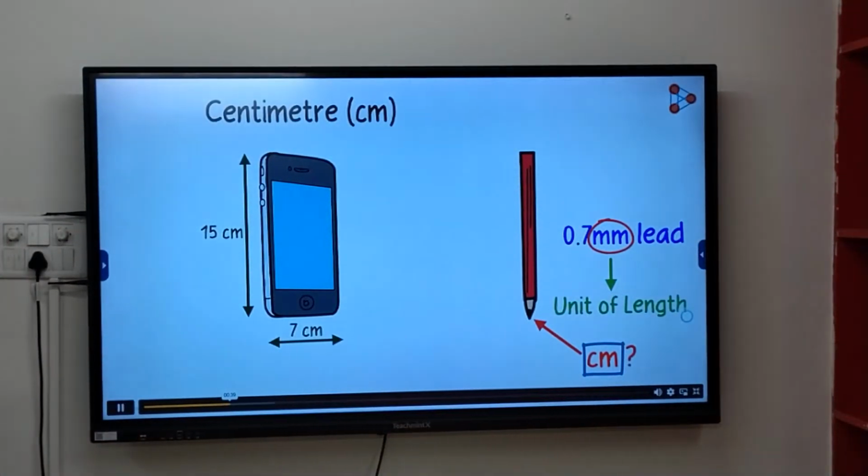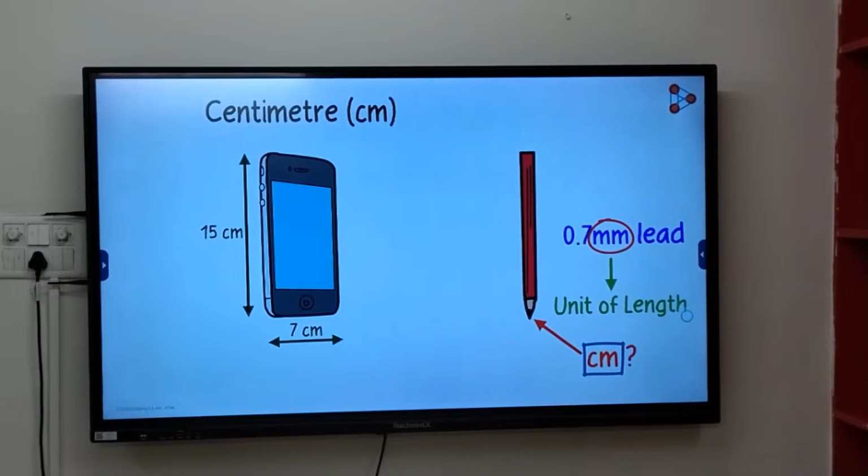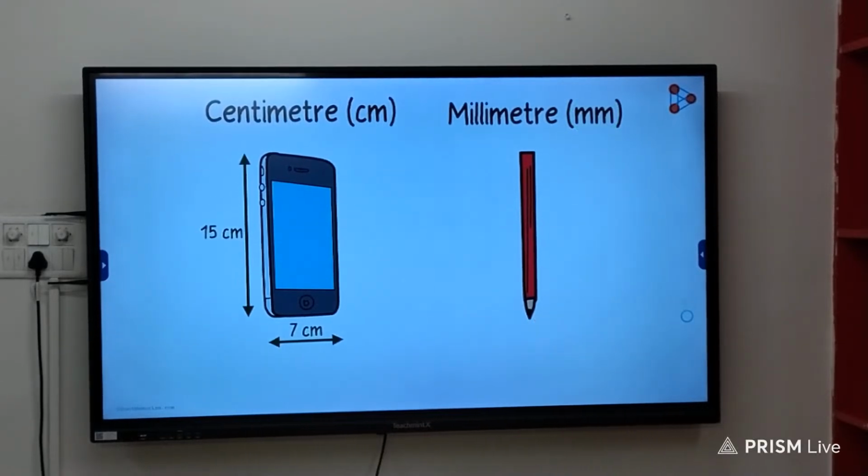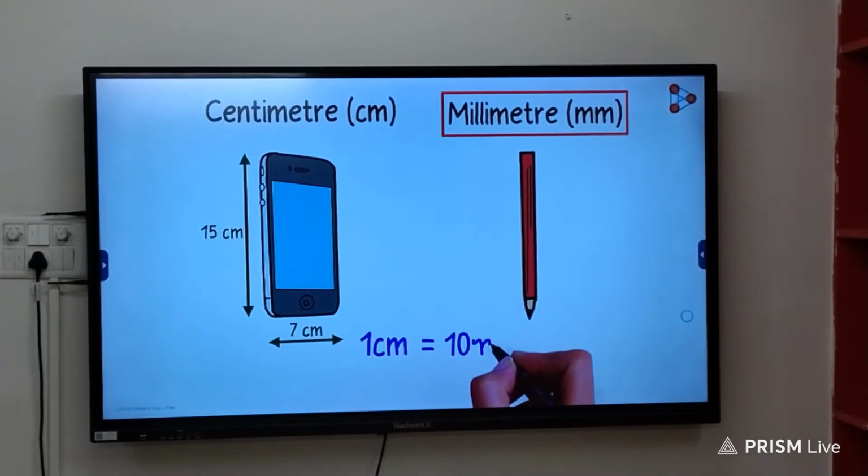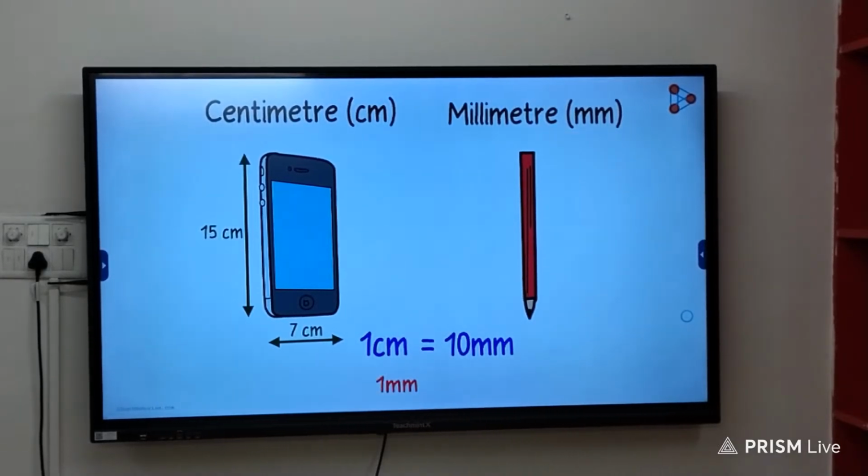A meter to be used as a measuring unit. Hence, we use something called millimeters. That's what mm stands for. How small is this unit? Well, 1 centimeter is equal to 10 millimeters. Each millimeter is 1/10 the length of a centimeter.